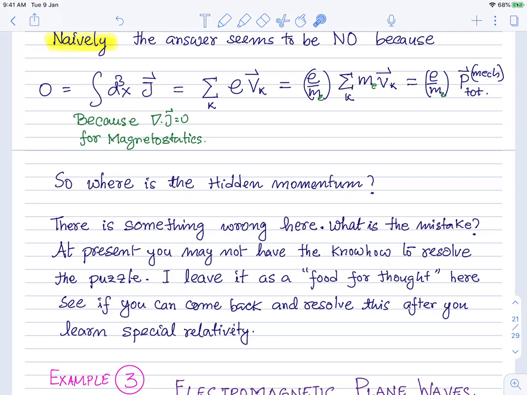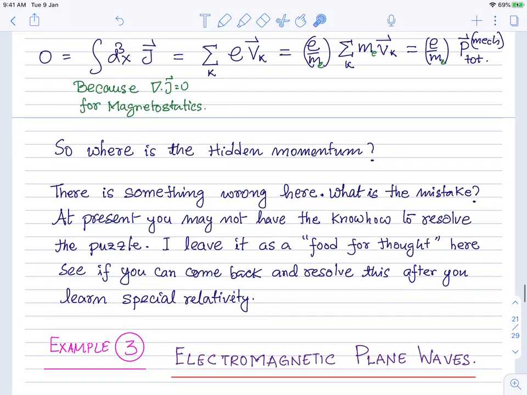Okay, that is the question. So there may be some hidden momentum hidden somewhere. And that is the mystery I would like to leave you with. So this is the second example.